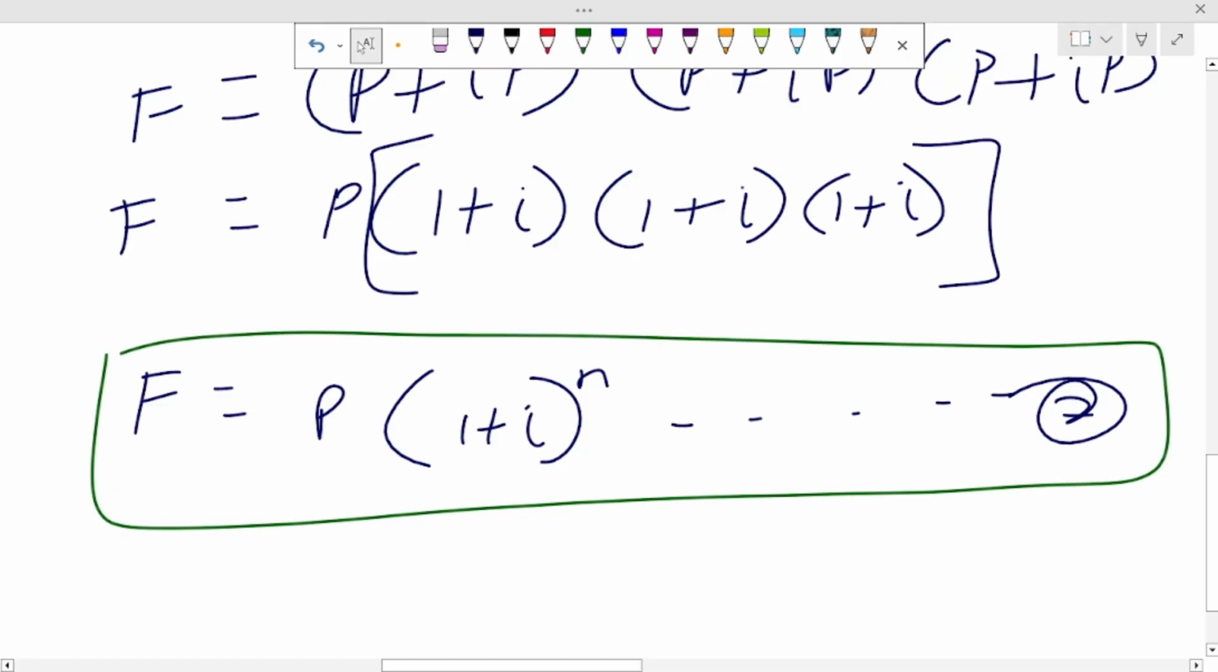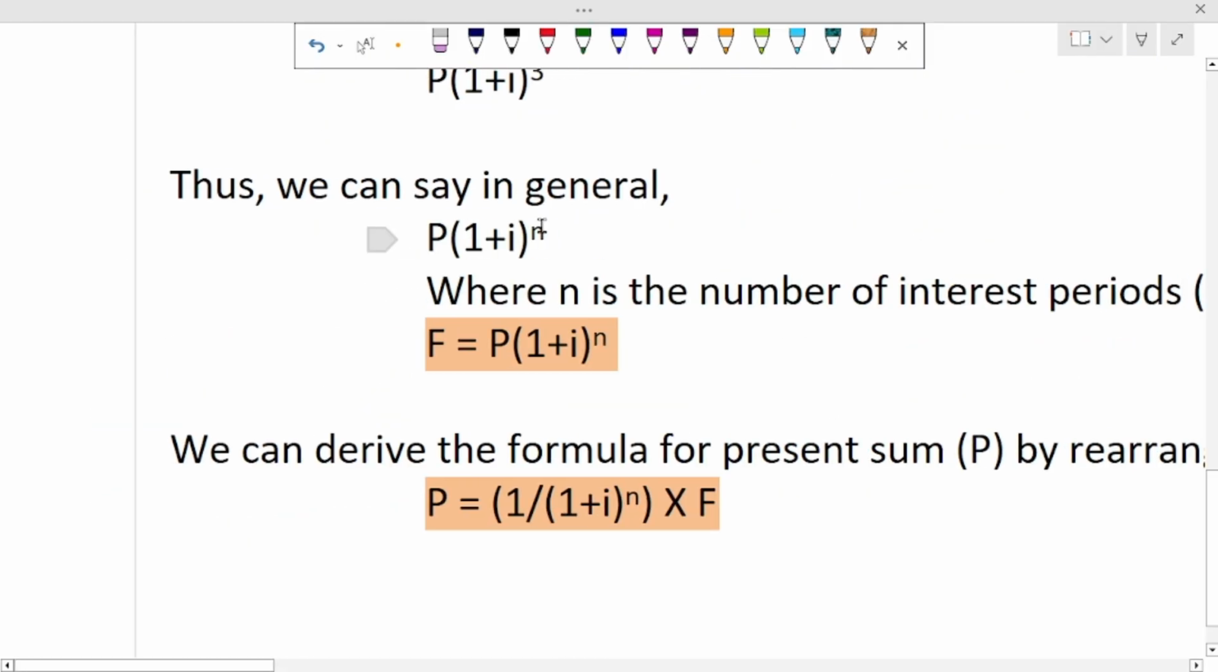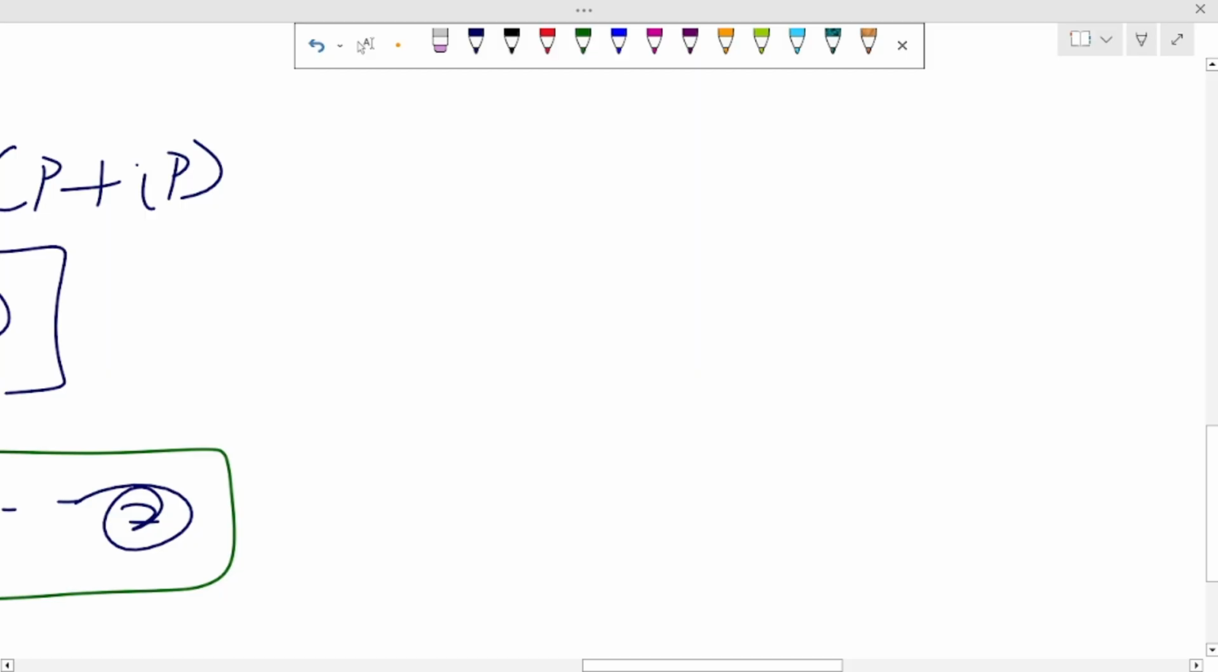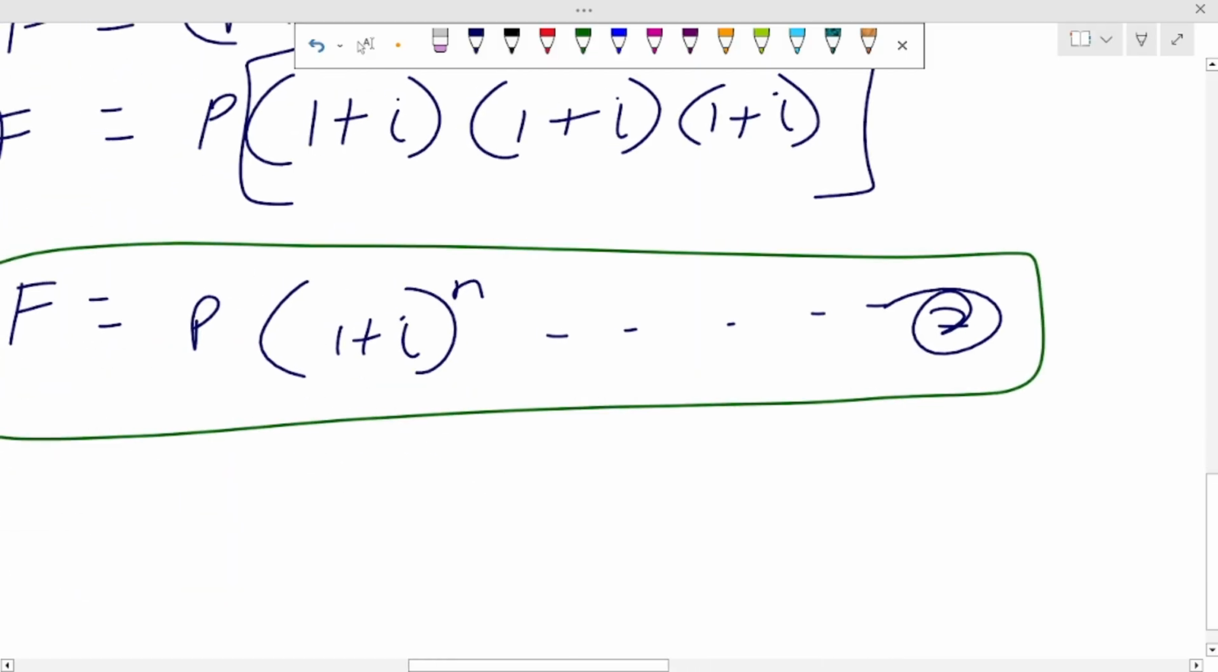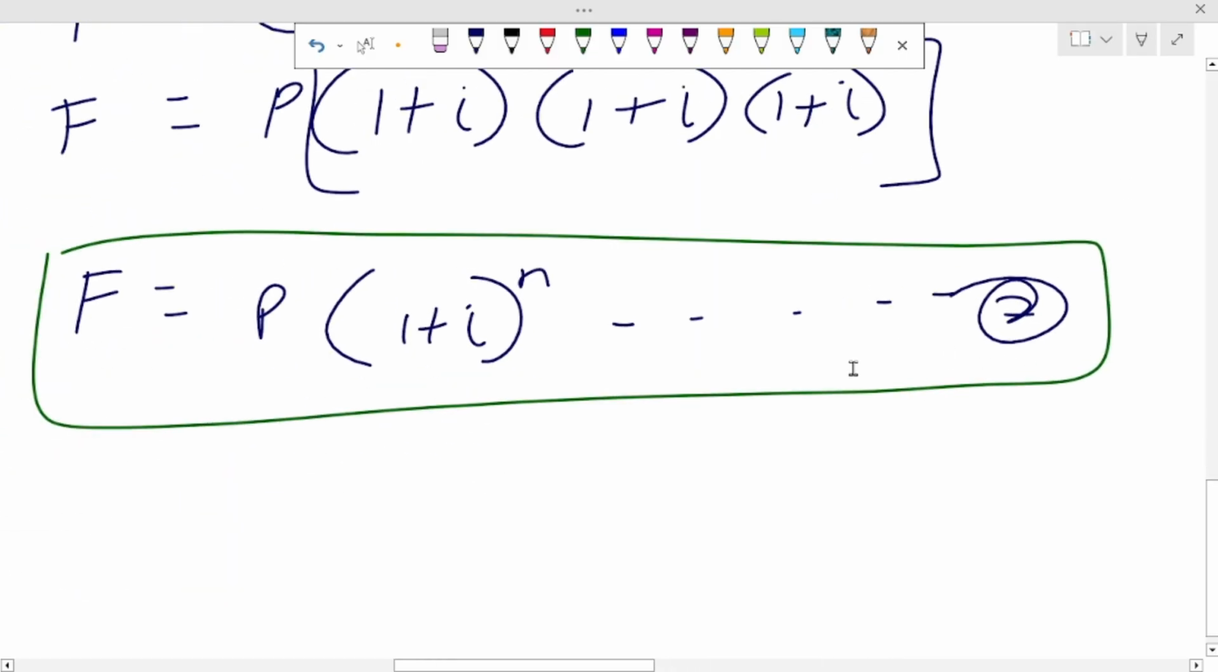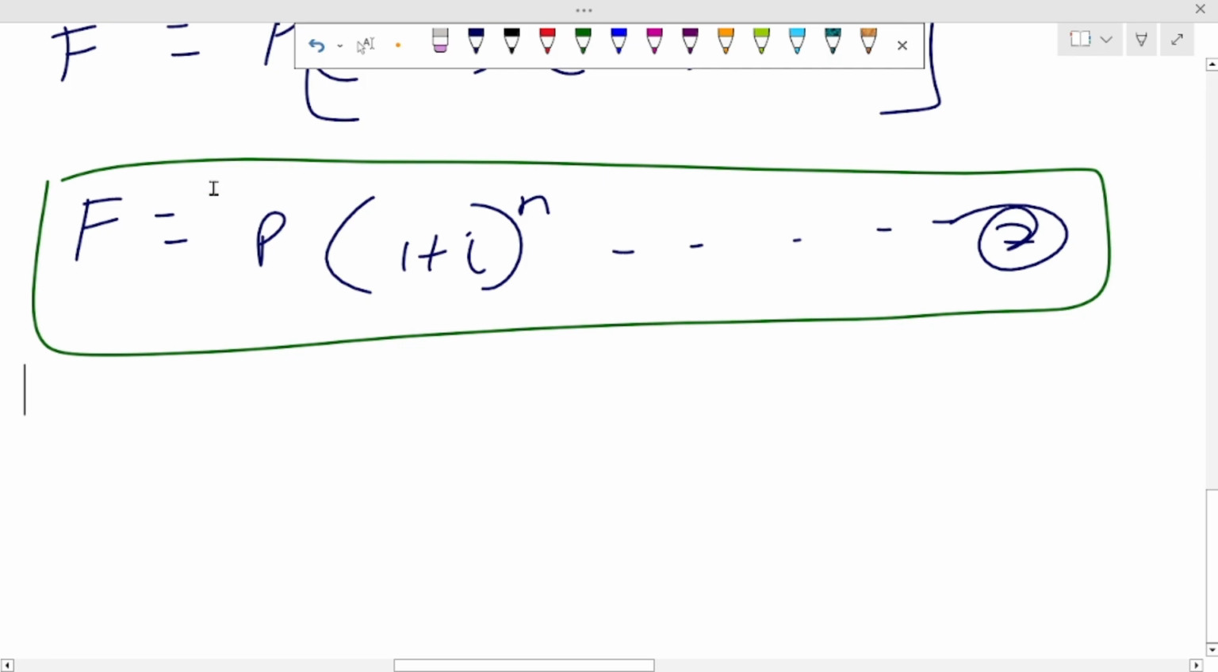Don't worry about the other things I wrote down here. They are just the same thing, but I'm giving a step-by-step explanation here. Now, if you have a question where you are given the sum of money, the interest rate, and the number of years, and you are asked to find the future sum of money, this is the formula you are going to make use of. We are going to do examples with it in the next video.